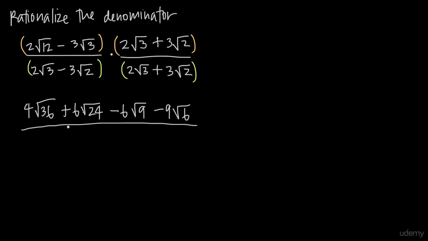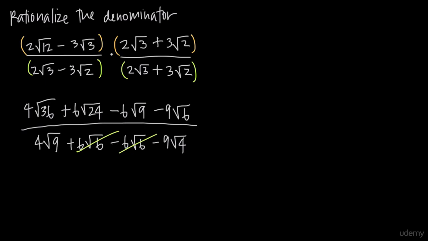So 2 root 3 times 2 root 3 will be 4 root 9. 2 root 3 times 3 root 2 is going to be 6 root 6. And then we'll have negative 3 root 2 times 2 root 3 is going to be a negative 6 root 6, and then negative 3 root 2 times positive 3 root 2 is going to give us a negative 9 root 4. Now right away we know in the denominator this is what happens every time with the conjugate method. We're going to get these middle two terms to cancel. We have a positive 6 root 6 and a negative 6 root 6. Those are going to net to 0, so those go away.